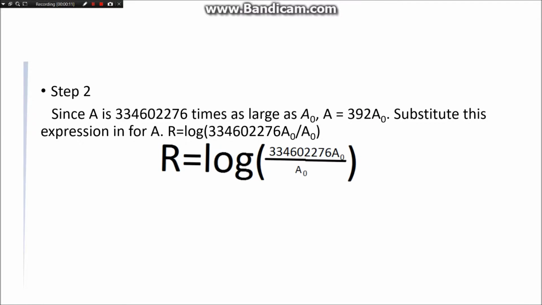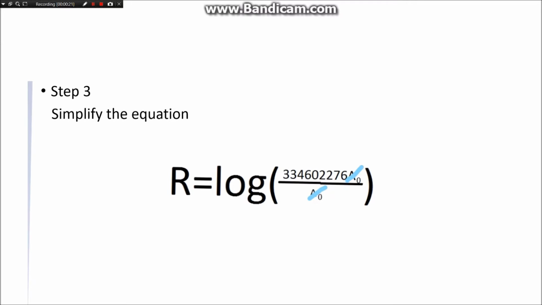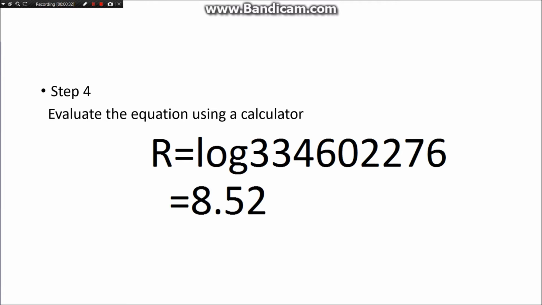Substitute this expression into the formula for the Richter scale to get R equals log 334,602,276 A0 over A0. Step 3: Strike off the A0 to simplify the equation into R equals log 334,602,276. Then we evaluate the equation using a calculator to get R equals approximately 8.52. This is thus the measurement on the Richter scale.